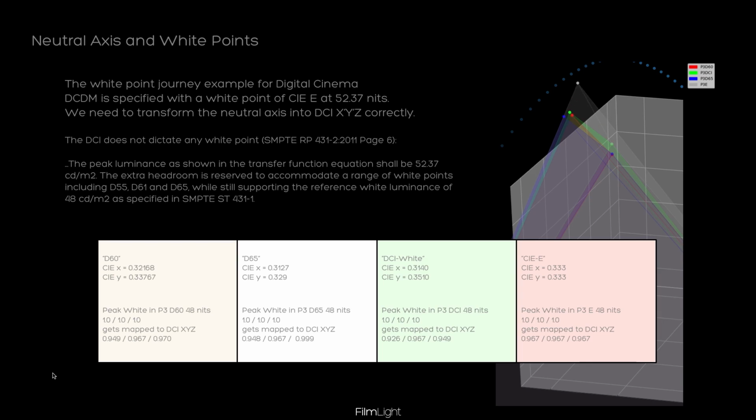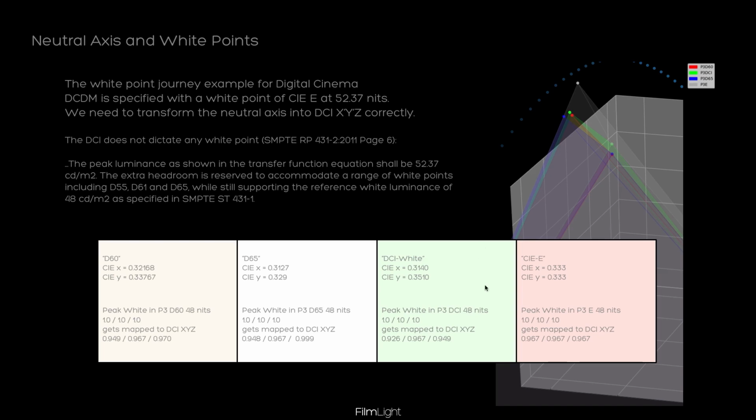Below I have calculated a few white patches for you. If we decide to choose for creative reasons D60 as our mastering white point, the maximum value of our mastering space, which is 1,1,1 in that space, gets mapped onto 0.949, 0.967, 0.970, which is the exact coordinate for D60 at 48 nits in DCI XYZ. If we want a D65 white point for cinema, then the peak of the mastering color space, again 1,1,1, lands on 0.948, 0.967, 0.999 in DCI XYZ, which again is the exact code value for D65 48 nits.